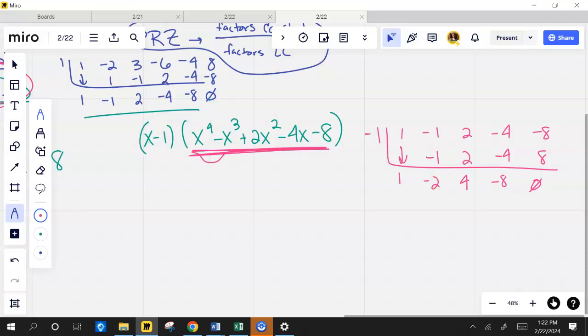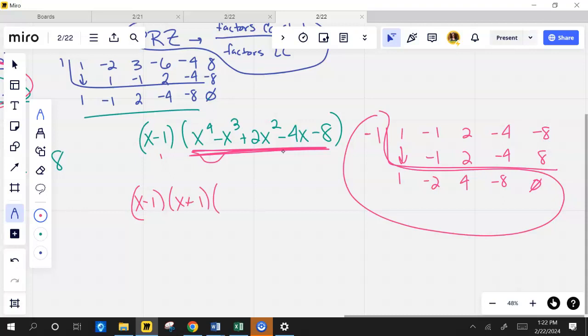So now write it as a multiplication problem, as a factored multiplication problem. I've still got this x minus 1 out here. But now what does all of this tell me? X plus 1 times what, Miguel?